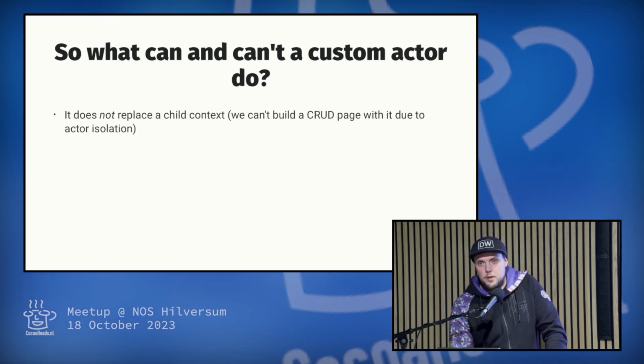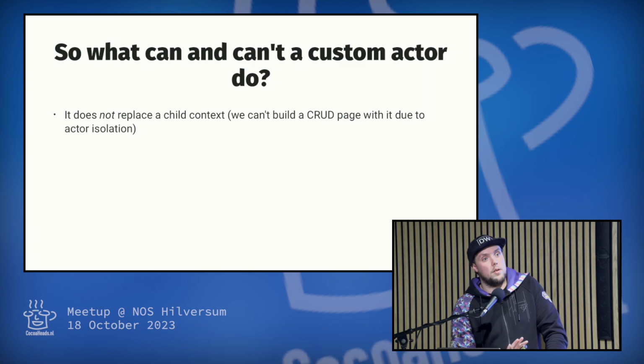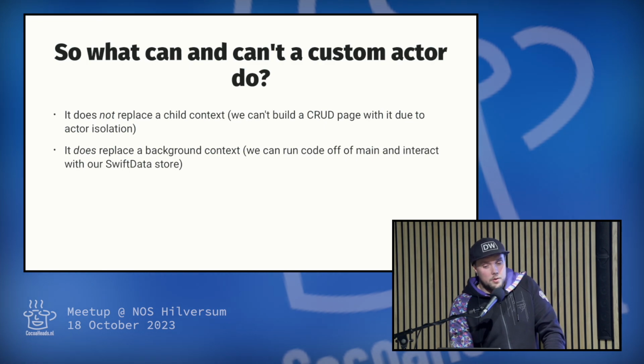First of all, it does not replace a child context, right? The child context in SwiftData does not exist. It can create background contexts, essentially, or sibling contexts, but never child contexts. It does replace a background context because we can run code off of the main thread, so that's nice.